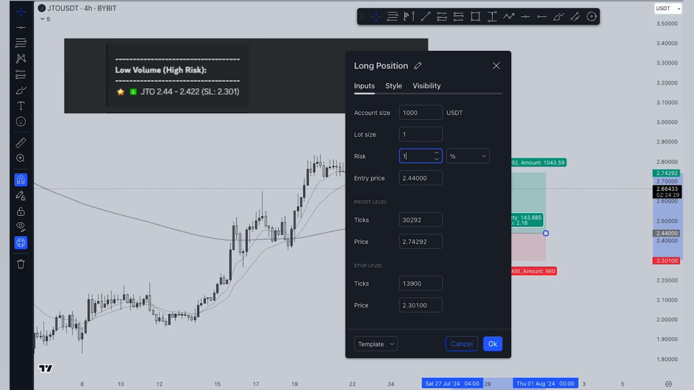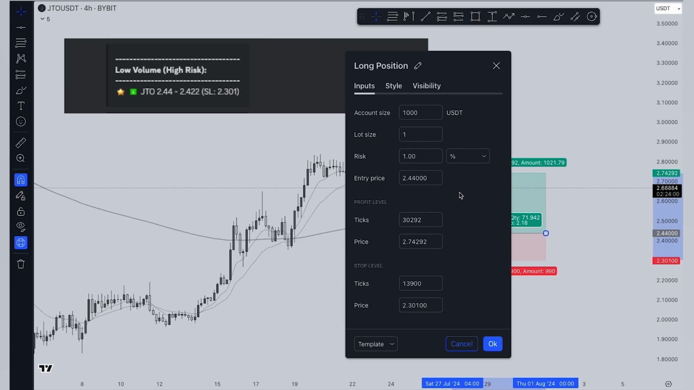So again, let's say our account size is $1,000. Our lot size is always going to be 1, and our risk is dependent on what you are willing to risk. Again, what I recommend for low to mid caps is to just risk 1%. When you start going to high caps like majors, BTC, ETH, SOL, as well as, let's say, AVAX, those kinds of coins, you can risk a little bit more.